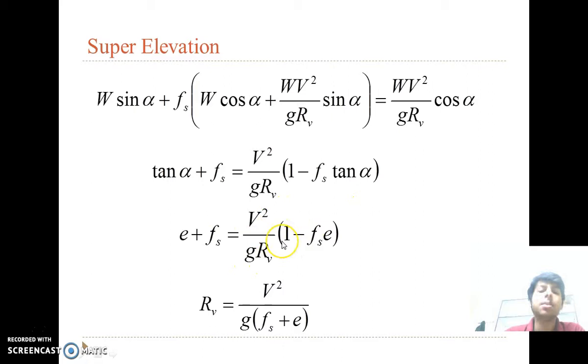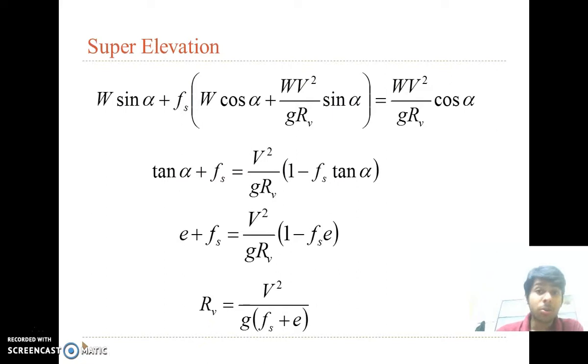We can neglect this term, or we can assume this term is equal to 1, because the e value lies in the range of around 0.07, and f, as per IRC, the sliding friction is around 0.15. So this whole term is very small. So we can say that e plus f equals V square upon gR, or we can find the radius from this.